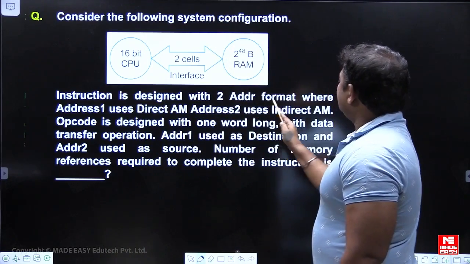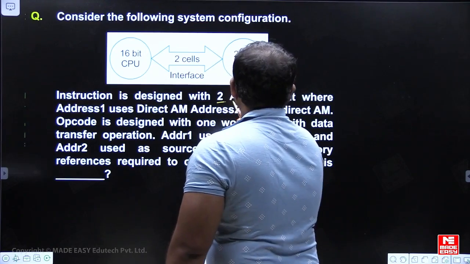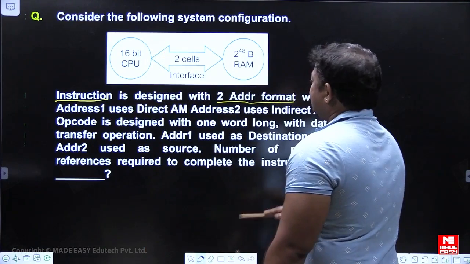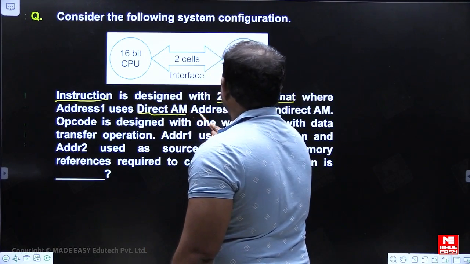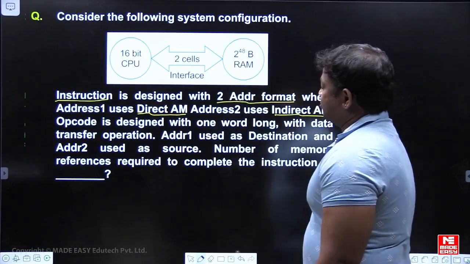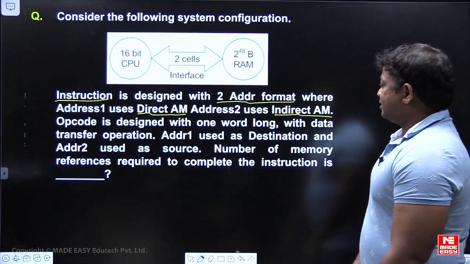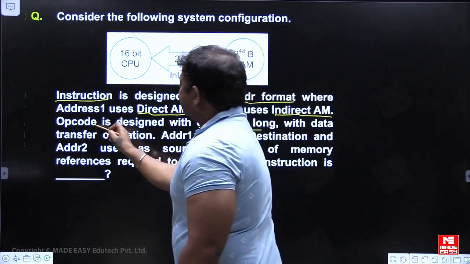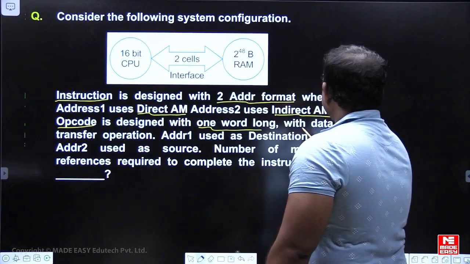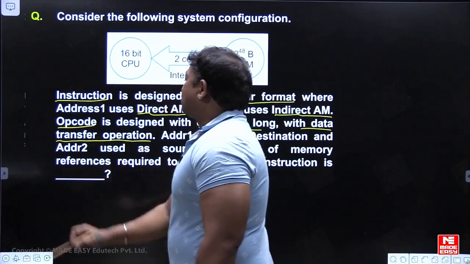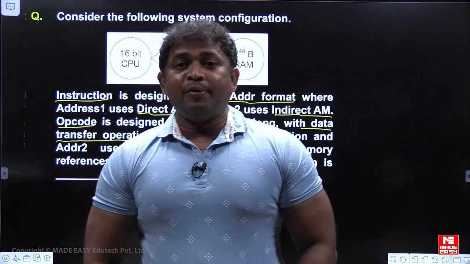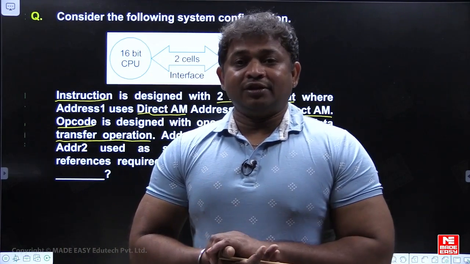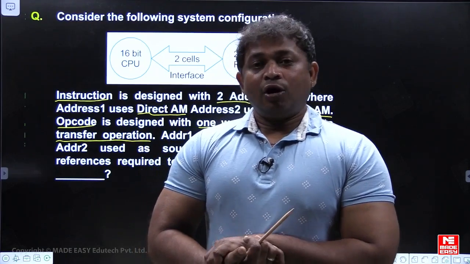The instruction is designed with a two-address format. So here the instruction is a two-address instruction, where address 1 uses direct addressing mode and address 2 uses indirect addressing mode. The opcode is designed to be 1 word long, so the opcode size is given as 1 word, with a data transfer operation. It may be a move operation, a load operation, or a store operation. So a data transfer operation is associated with the opcode.